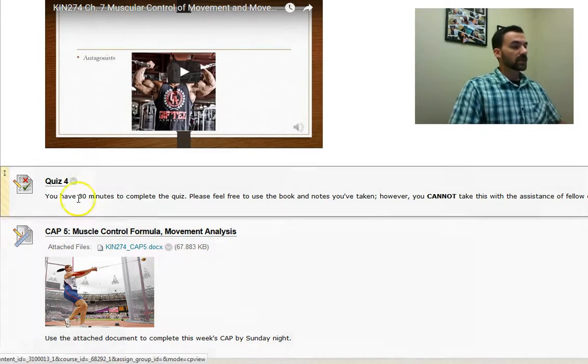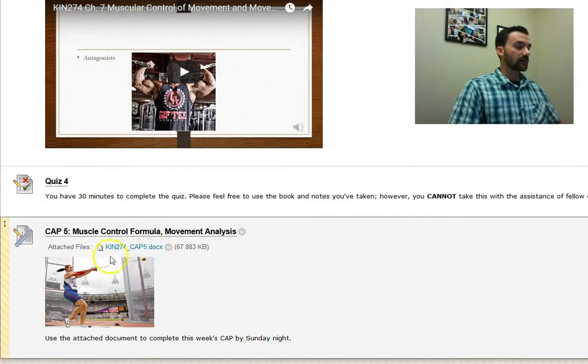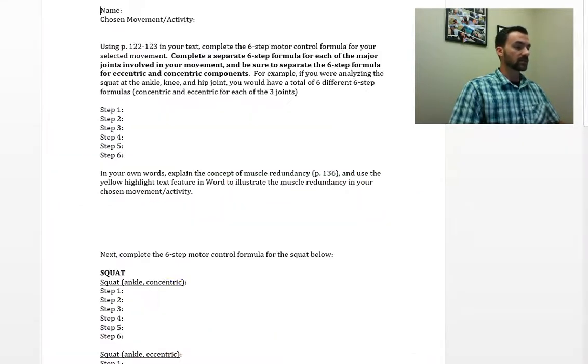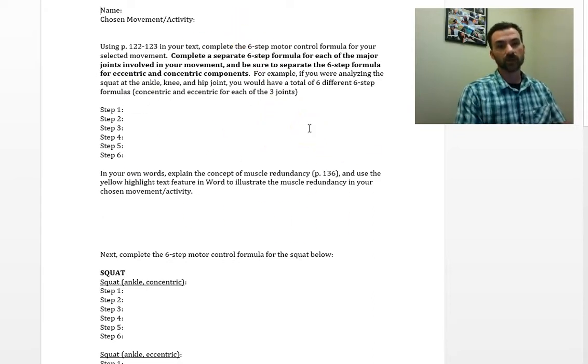So our assignment this week, in addition to the quiz, is going to be the Cat 5 document. And you'll go ahead and click on that and you'll see this Word document pop up. And we're going to be looking at pages 122 and 123 specifically to address the 6-step muscle formula or motor control formula. And what you're going to do is include your name here at the top, the chosen movement that you've identified for your critical assignment, and then we're going to go through the 6-step formula for each joint at both the concentric or during the concentric and eccentric phase of the movement.